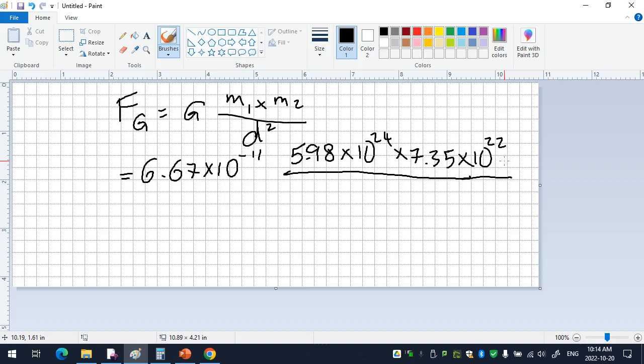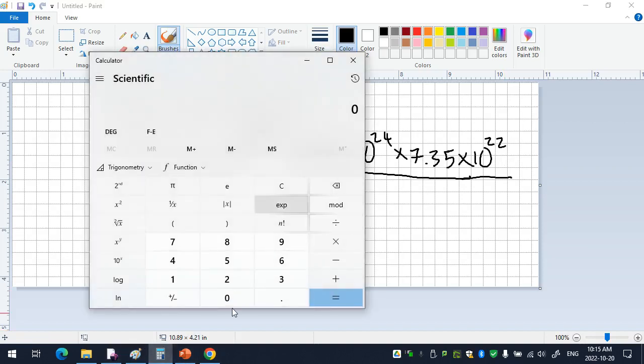Anyone who got 10 to the 26, that means what? You kept it in kilometers and you did not switch it to meters, which means your answer is correct, but your power of 10 is off. Okay. That means you also probably screwed up the powers of 10 for the masses. Hold on. We'll see. Okay.